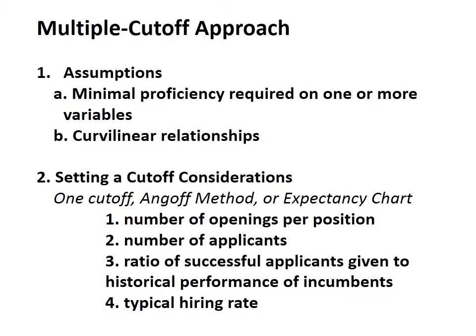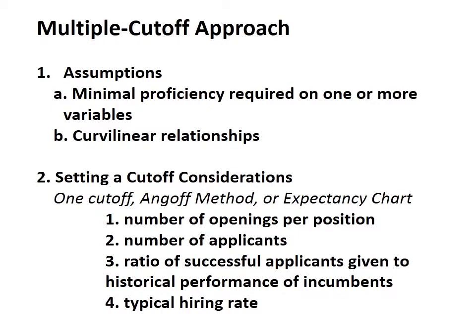So expectancy charts are basically decision-making tools, and that's what the numbered chart underneath is for. You basically look at the number of openings per position. So how many openings do you have? The number of applicants, and then the ratio of successful applicants given the historical performance of the incumbents, and then you look at the typical hiring rate. So having these 4 pieces of information on an expectancy chart, and we'll look at an expectancy chart used in determining the usefulness of selection batteries a few slides later, it will basically give you a cutoff score.